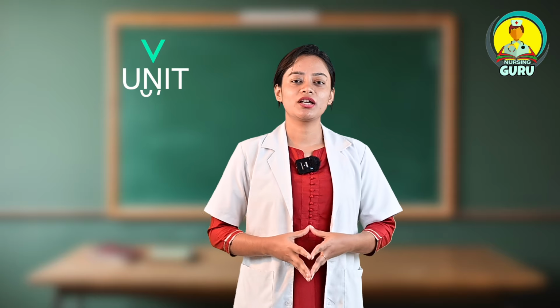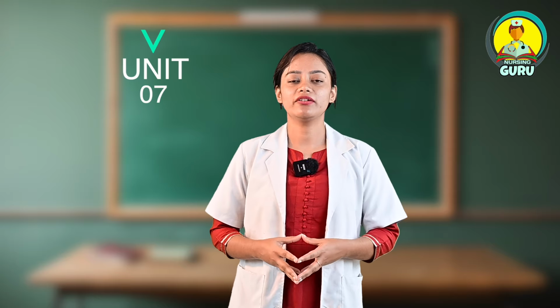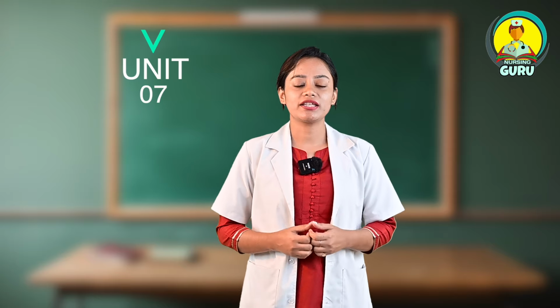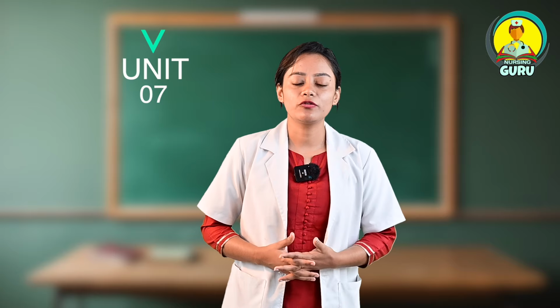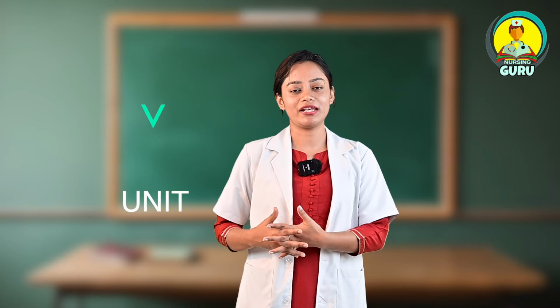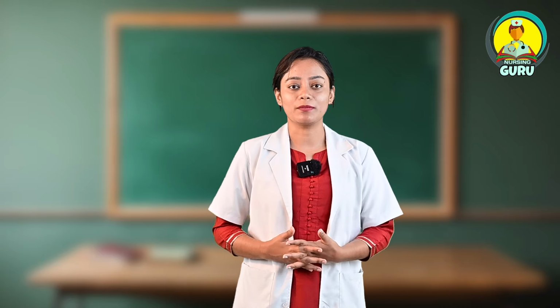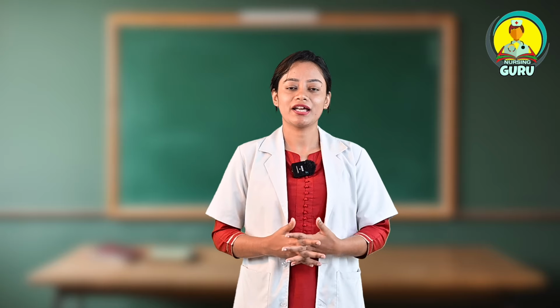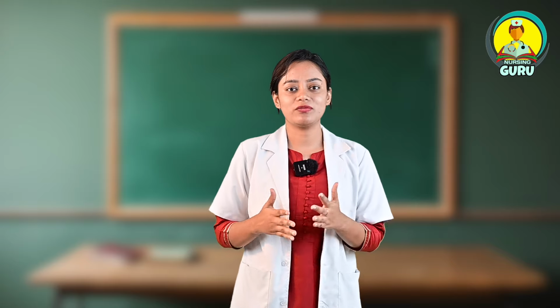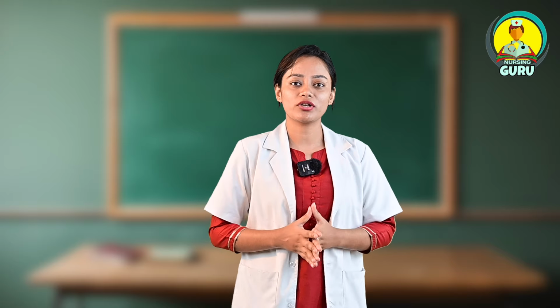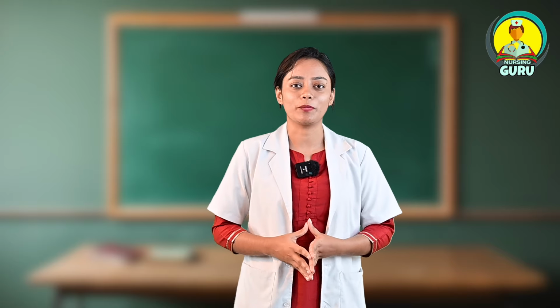Then the last unit. The last unit is all about child welfare services. Under that you will be having ICDS. The full form of ICDS is Integrated Child Development Services. With that you will be having midday meal program, daycare center, child act. So from unit 1 to unit 7 we have discussed the important questions of child health nursing or pediatric nursing.